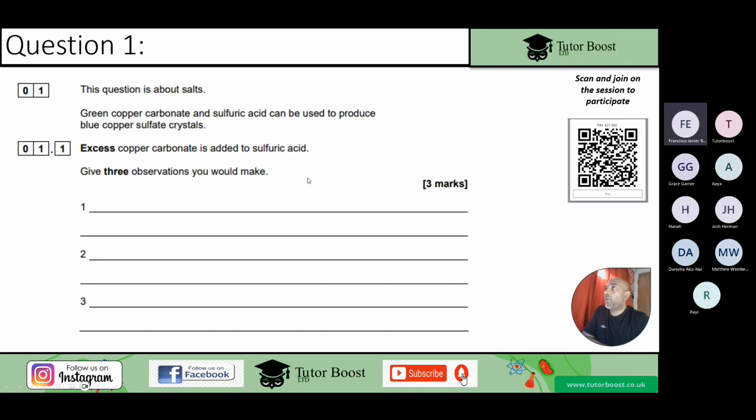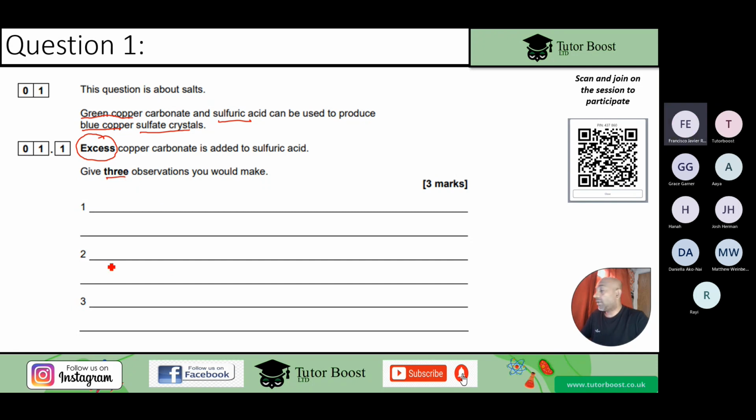Okay. Question 1. This question is about salts. Green copper carbonate and sulfuric acid can be used to produce blue copper sulfate crystals. So they have given you green copper carbonate, sulfuric acid to produce blue copper sulfate crystals. The excess copper carbonate is added to sulfuric acid. So they are adding excess copper carbonate. Give 3 observations that you would make.